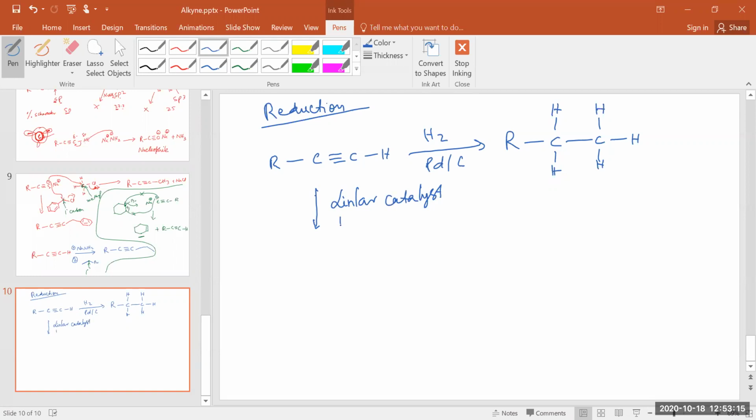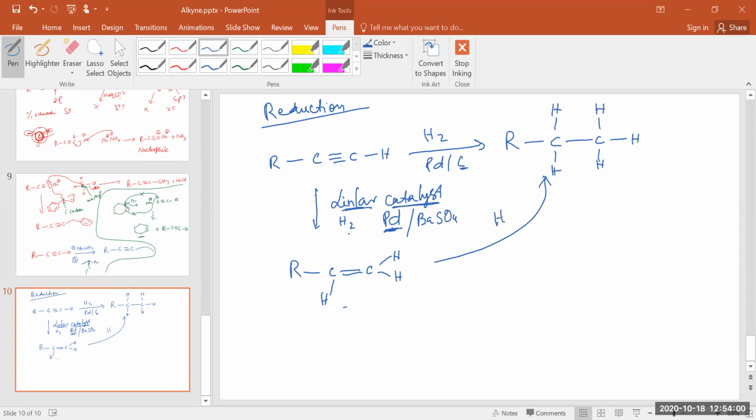Lindlar catalyst also has hydrogen as well as palladium, but this palladium is less reactive because it is on barium sulfate, not on charcoal, and it is poisoned with sulfur. So just remember, this catalyst is also palladium, but less reactive. So just one pair of hydrogen will be added, and the reaction will stop here. Again, if you take hydrogen and regular palladium on charcoal, it will go all the way to the alkane.